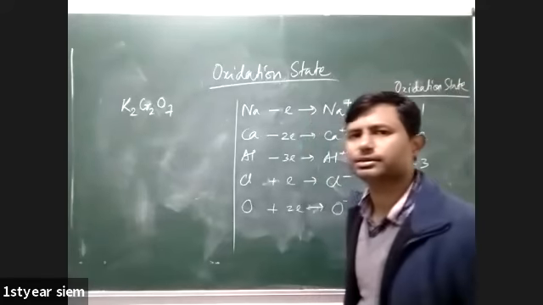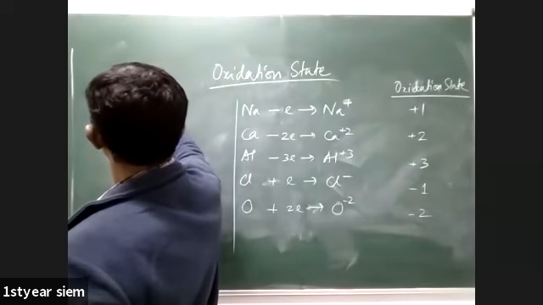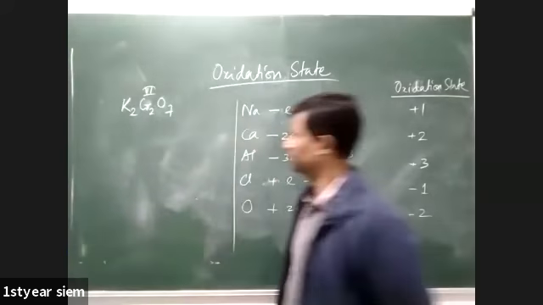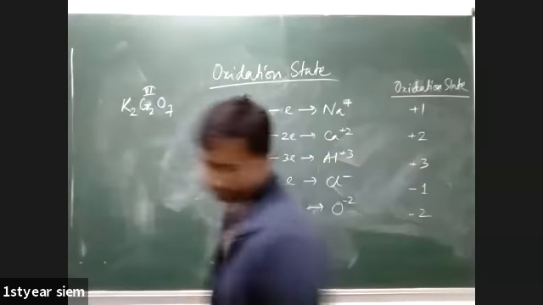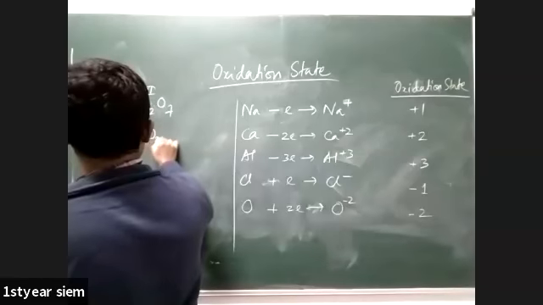Sir, it is 6. Plus or minus? Sir, plus 6. Plus 6. Okay. Yes. Chromium is plus 6. Okay. Now, what is the oxidation state of oxygen?